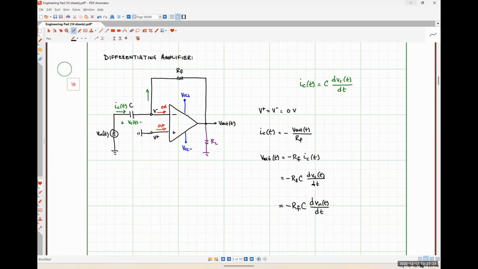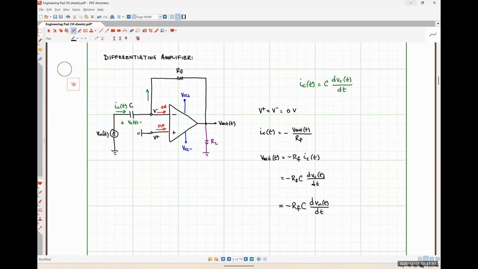Okay. So this is a differentiating amplifier. For what it's worth, this is used in control systems as well to perform derivatives and all of that kind of stuff. In a communication system, I believe this is a high pass filter. Okay, and we'll talk more about filters later on in this class.